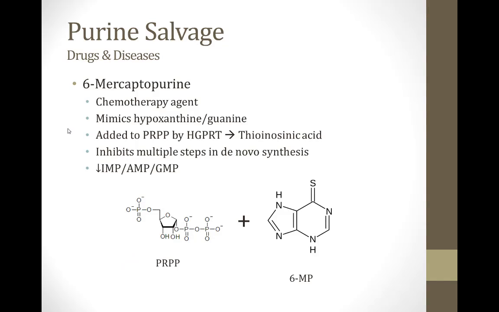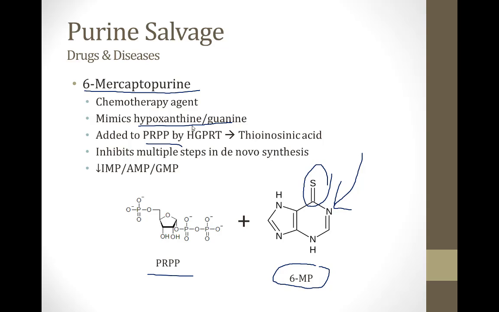There's an important clinical correlation of the purine salvage pathway, and that is the chemotherapy drug 6-mercaptopurine. This drug mimics the structure of hypoxanthine and guanine. If you look down here at the bottom of the screen on the right side, I have the chemical structure of 6-mercaptopurine, and it has a sulfur group where hypoxanthine and guanine do not. So this structure right here will be added to PRPP, which I've shown on the screen, by that HGPRT enzyme. The enzyme will pick up the 6MP thinking it is hypoxanthine or guanine when it will not.